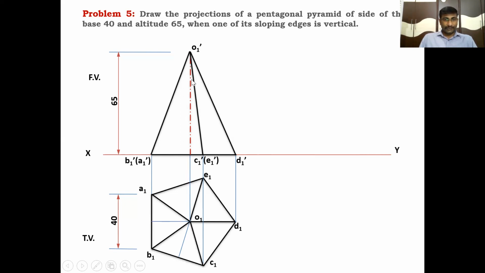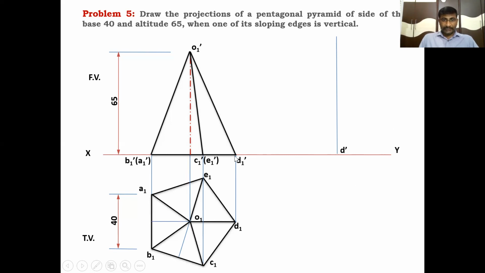When the axis is perpendicular to the HP, the front view axis makes 90 degrees with the XY line. In this position, this is the sloping edge in the top view and in the front view. This sloping edge is inclined to the XY line, but the sloping edge must be vertical. So in the next stage, this sloping edge must be rotated to vertical, that is, making an angle of 90 degrees with XY. That's why I am drawing a vertical line to the XY line.